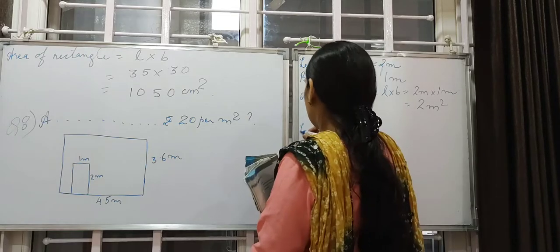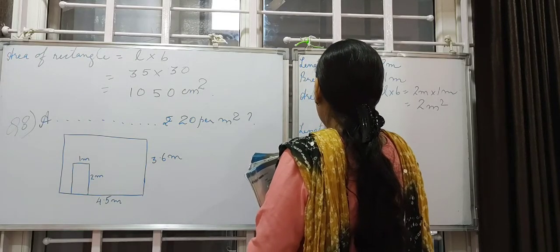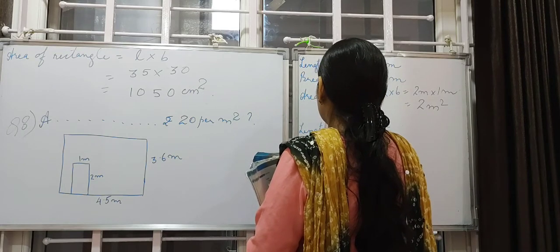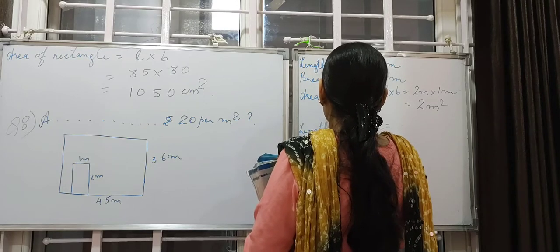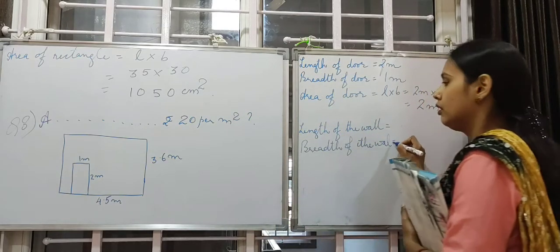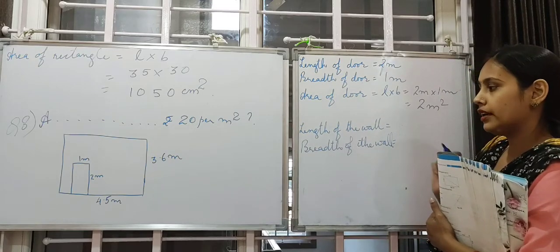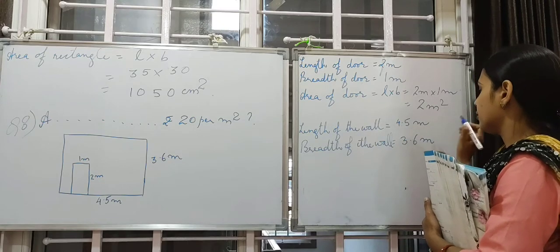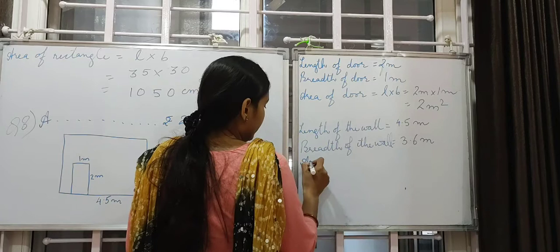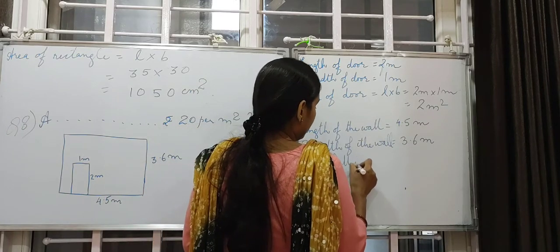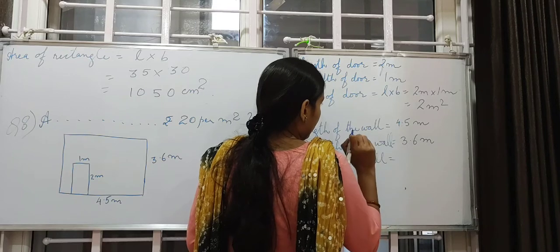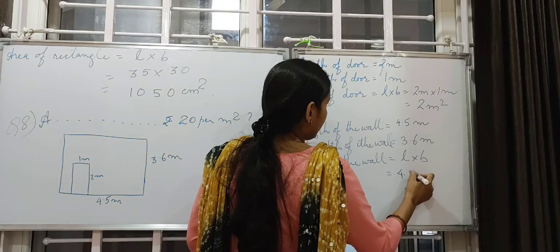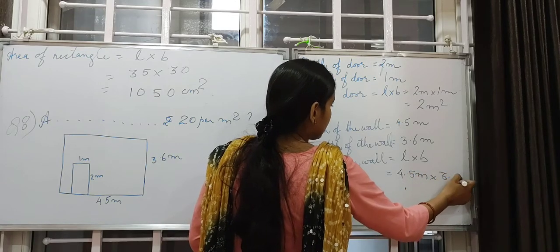Now we'll write the length and breadth of the wall. Length of the wall, breadth of the wall. How much is the length? 4.5 meters, and this is 3.6 meters. Then we find the area of the wall. Length into breadth, which is equal to 4.5 meters into 3.6 meters.